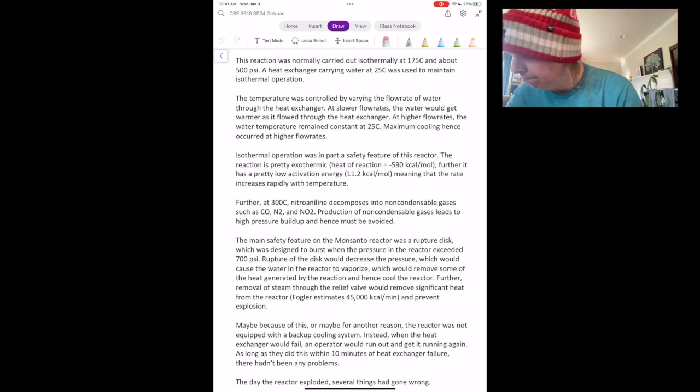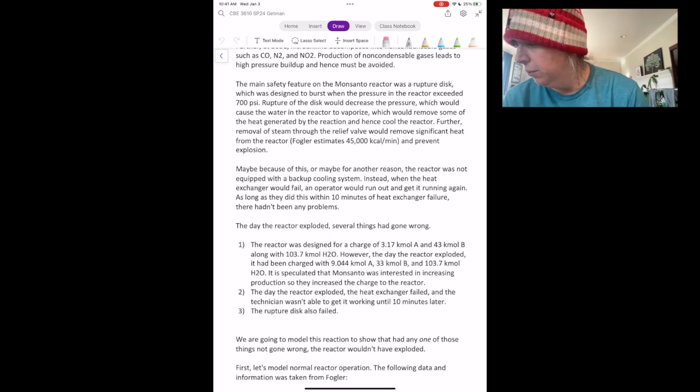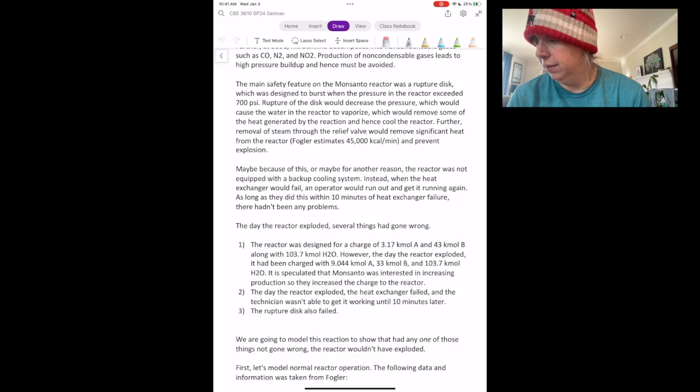So this works. Maybe because of this nice rupture disk and relief valve system, or maybe for another reason, the reactor was not equipped with a backup cooling system. Instead, when the heat exchanger would fail, an operator would run out and get it running again. And as long as the operator did this within 10 minutes of heat exchanger failure, there hadn't been any problems to date.